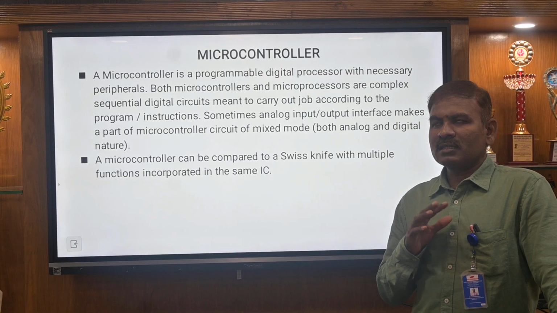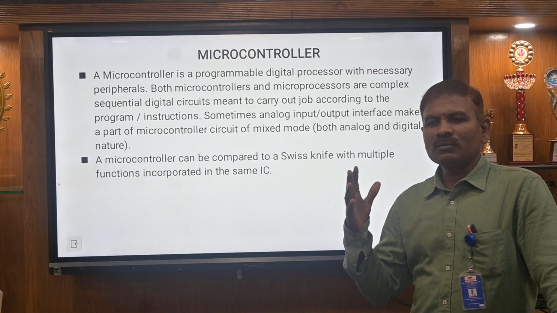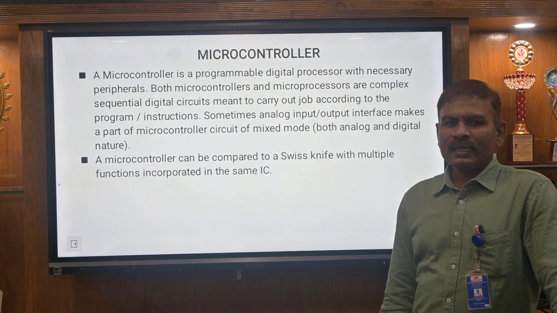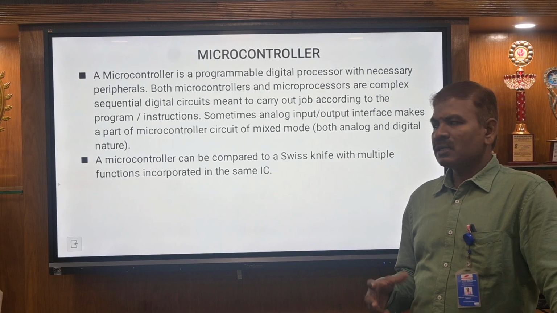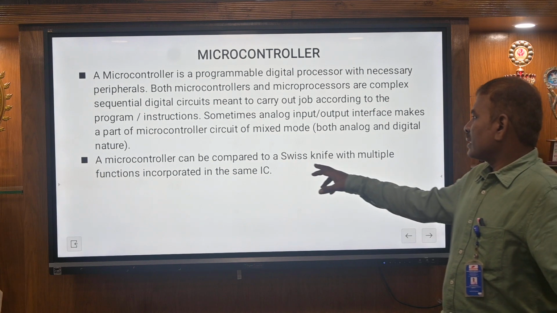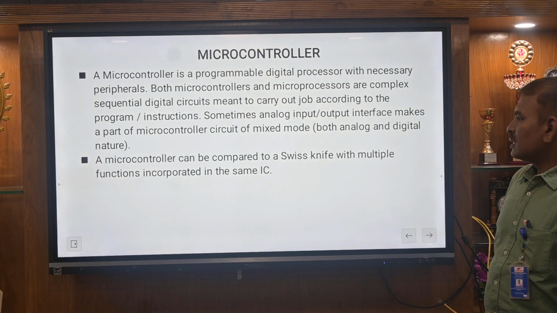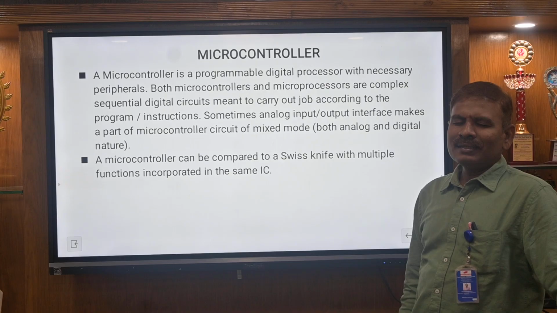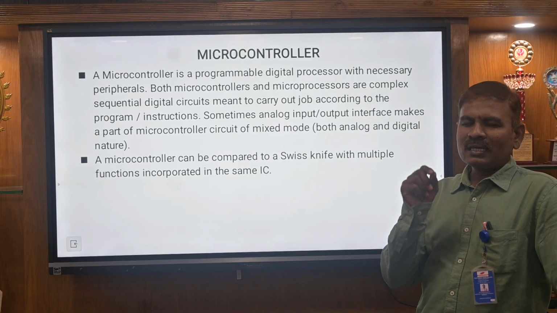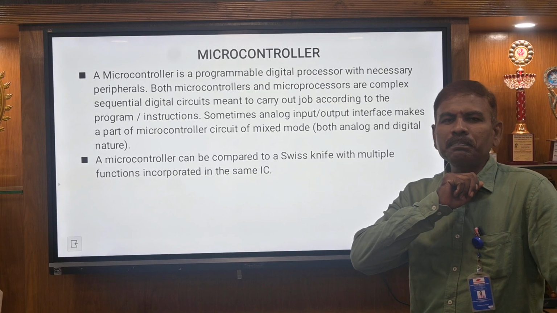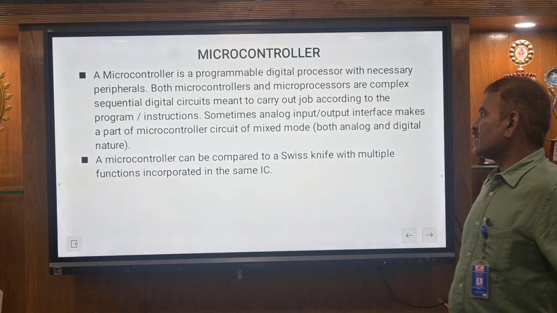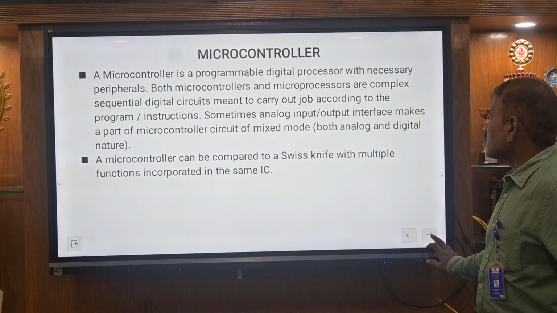That means the instruction is transferred from device to device, and the process is happening. It is like a Swiss knife, with multiple functions incorporated in an integrated circuit. A single knife is taken to perform multiple tasks. That is how the microcontroller works.